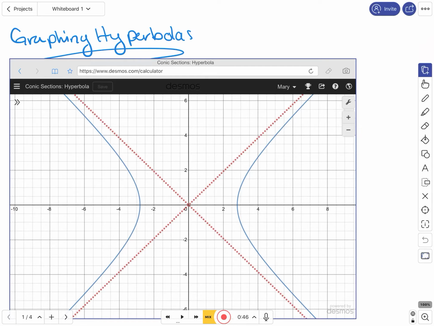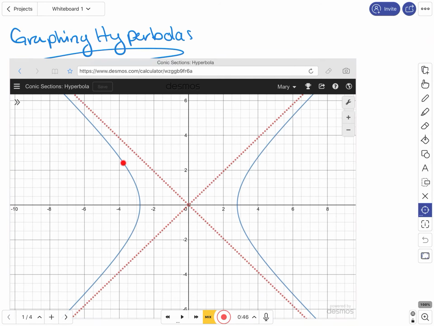Let's talk about graphing hyperbolas. So on this picture, I have an example of a hyperbola, and the curve for the hyperbola, or rather curves for the hyperbola, is in blue. The red dashed lines, here and here, make what we call asymptotes for each of our curves.